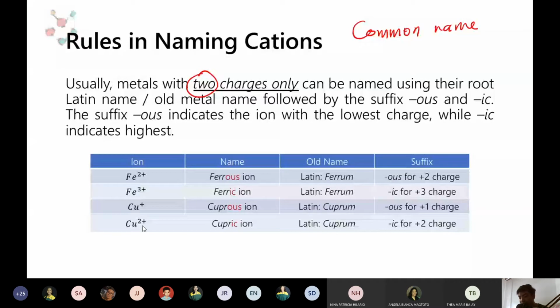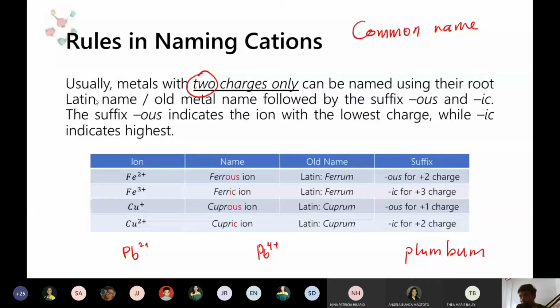Ano pa? Kunwari, lead. Pb. Ang lead natin, it could be 2 plus and 4 plus. Bakit Pb yung lead? Hindi siya Le o kaya Ld. Because the old name of lead is plumbum. Yan yung mga old names nila, kaya ganyan yung atomic symbols nila. So yun yung gagawin mo muna dito sa common name system.